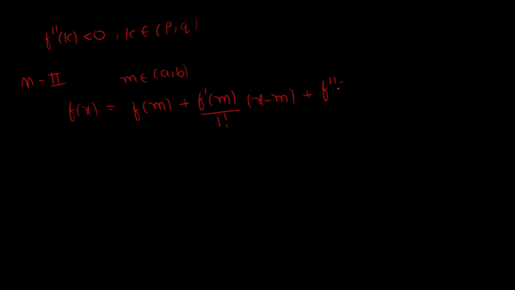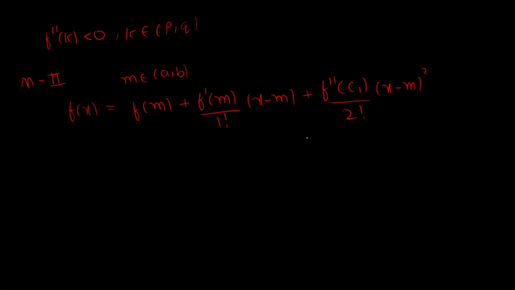We can use Taylor theorem. Now since f is a twice differentiable function, we can define f of x is equal to, let's take some intermediate point m belonging to (a, b), f of m plus f dash of m divided by 1 factorial into x minus m plus f double dash of some constant c1 into (x minus m) whole square divided by 2 factorial. We have discussed about Taylor theorem and its proof in our previous video.